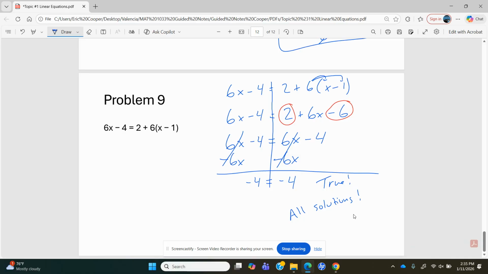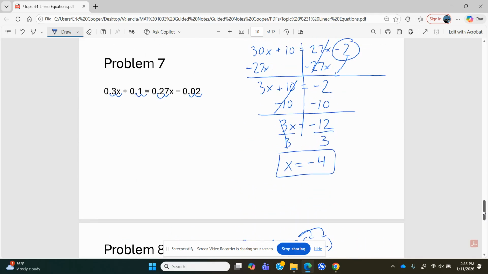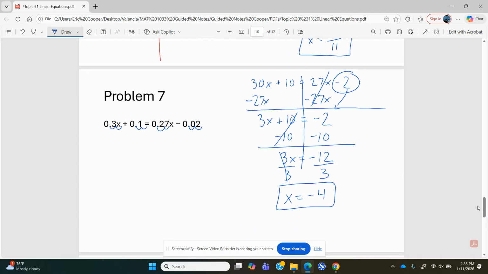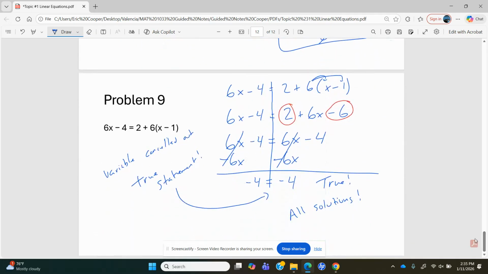So how did we get all solutions? Well, again, the variable canceled out, just like the last problem. However, this time we were left with a true statement. So if you get a true statement, you have all solutions. If you get a false statement, like we did on problem 8, now you have no solutions. If you get something like the rest of the problems where you solve for the variable, that means we have one solution. And those are the only types of solutions we can have in a linear equation.